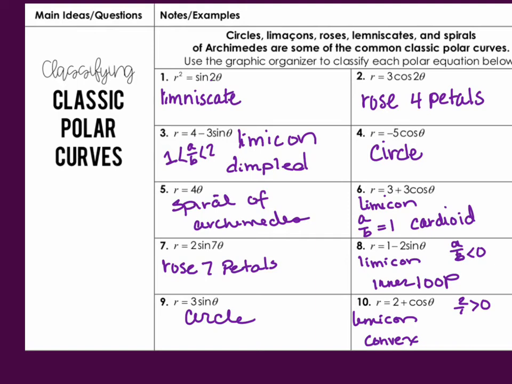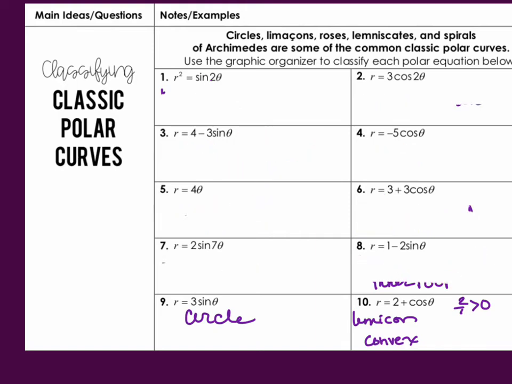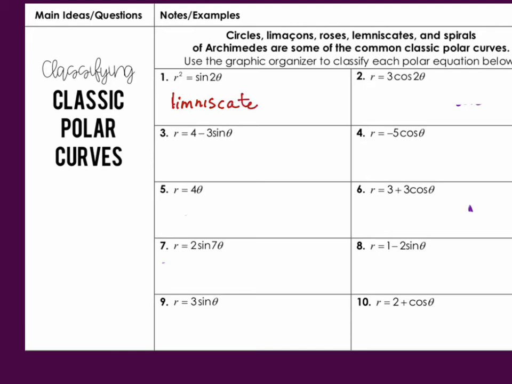Okay, I'm going to erase all these. So we will go through them and make sure we get them right. So the first one has an r squared. So I know immediately that has to be a lemniscate. So I'm going to write that. Lemniscate. While you're learning it, learn how to spell it, okay? When I get 3 cosine 2 theta, this is a rose, right? Because it's just a cosine and then it has an angle bigger than theta. That would be a rose with 4 petals because it's 2n.